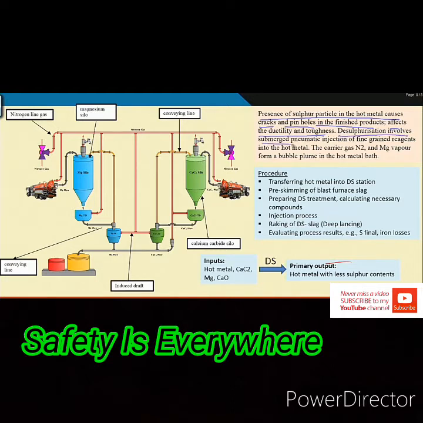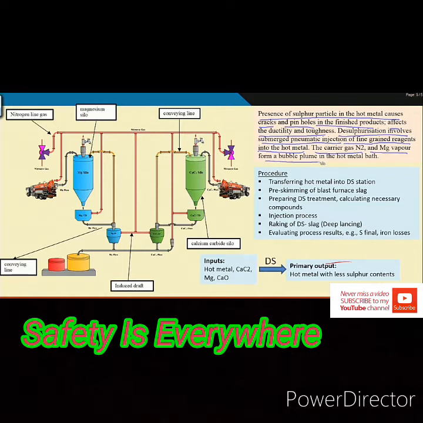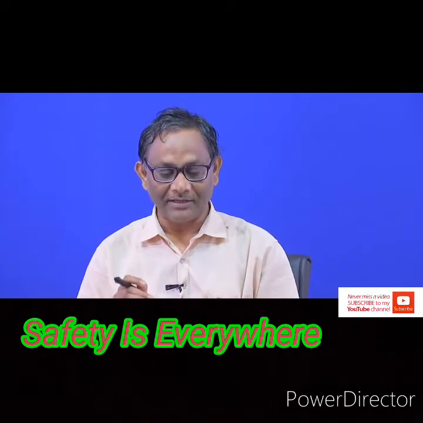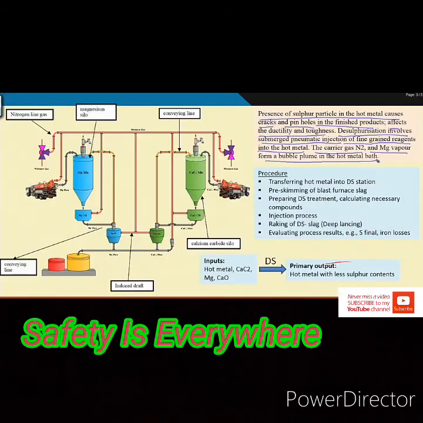Desulfurization involves submerged pneumatic injection of fine-grained reagents into the hot metal. The carrier gas N2 and Mg vapor form a bubble film like this. So, for the time being, understand that hot metal is coming from the blast furnace to the desulfurization unit. The purpose is to reduce the sulfur content in the hot metal, because sulfur in hot metal is not good for the resulting products you produce in a steel melting shop or in a steel plant.